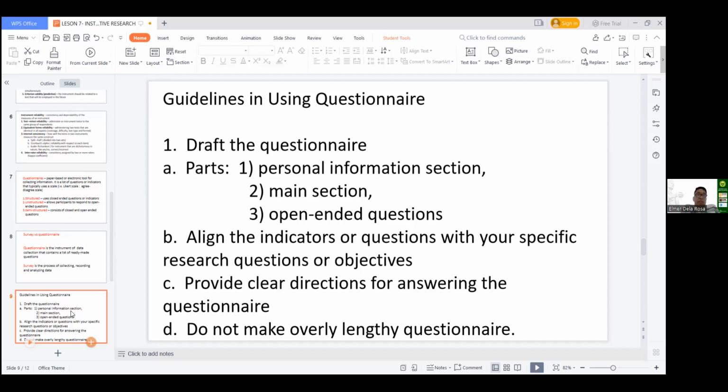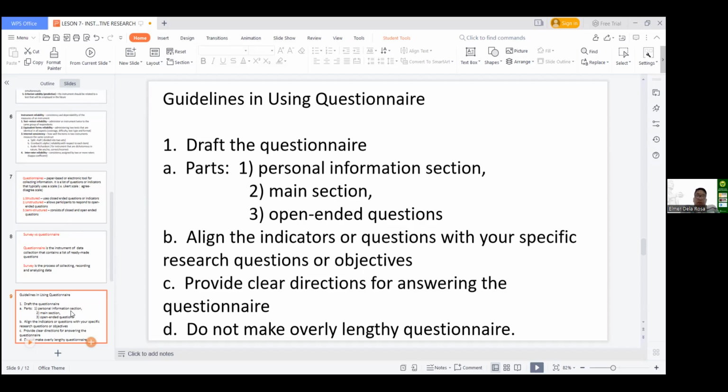So it starts with personal information section, the main section, which includes your closed-ended questions. And then the third part is a list of open-ended questions. Always align the indicators or questions with your specific research questions. Siyempre, ang focus pa rin naman natin, di ba? The questions that we set forward in writing our indicators.